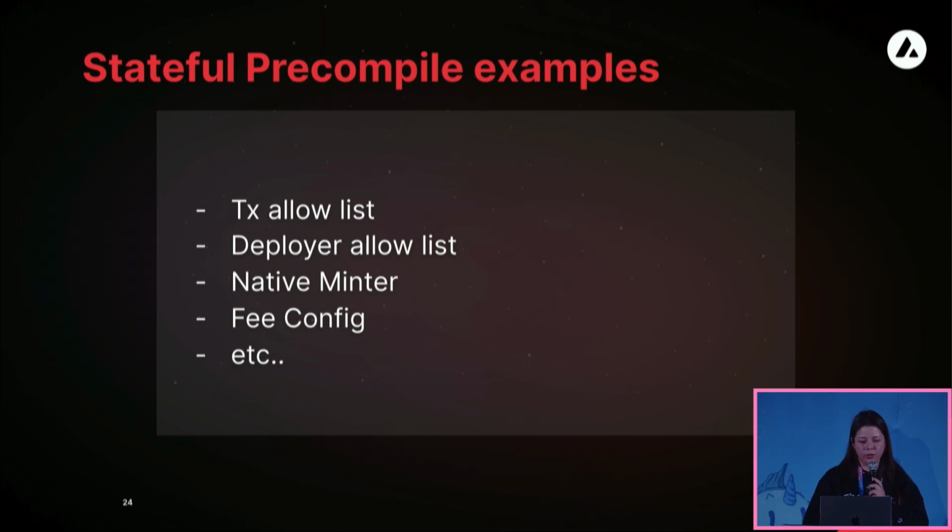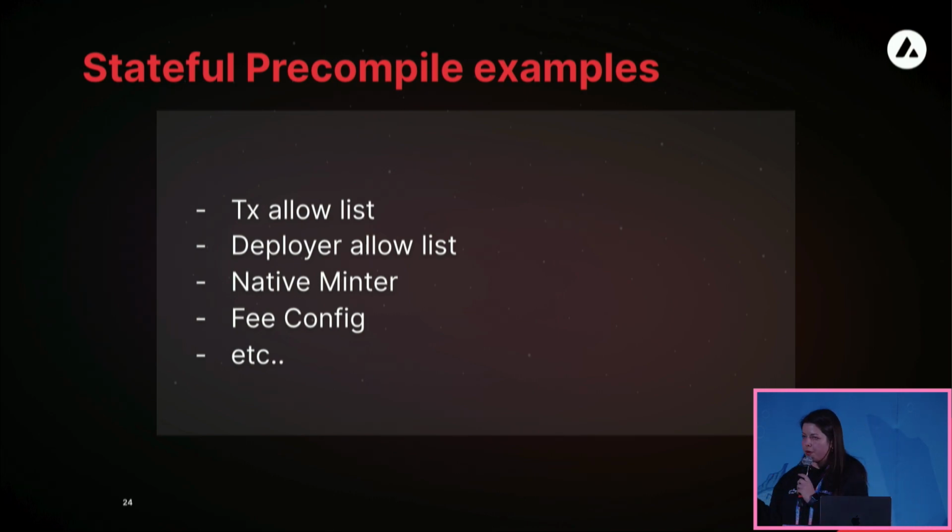Also, another thing that you can do is creating a smart contract or a precompile that handles all the fee configuration. And this is great, for instance, when you want to, let's say, reduce the gas fee or the gas price that you are paying, the minimum gas price on each transaction. Before this precompile, you would need to go for a network upgrade.